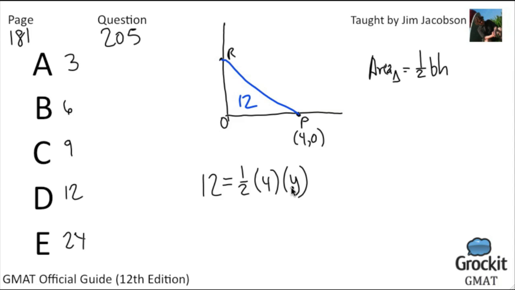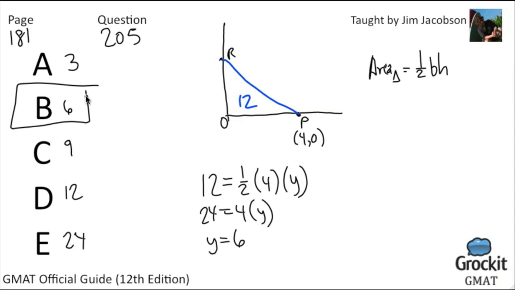I guess the 4 and the Y look kind of similar. I didn't really think about that in my handwriting. Anyway, that's a Y. So multiply both sides times 2. It doesn't really matter what order we do them in, but that gives 24. And then we divide both sides by 4. So y equals 6. So the y coordinate of point R is 6. Answer choice B.